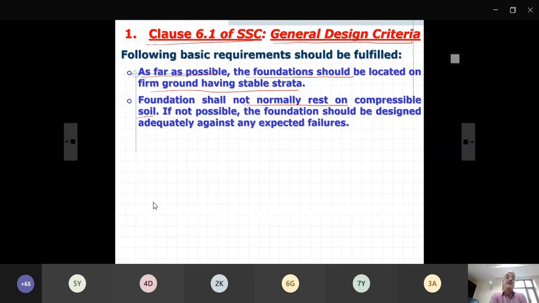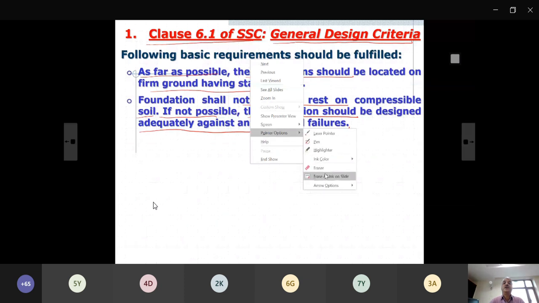If that is not possible, as I told you, it may not be possible, then you must design the foundation adequately against any expected failure. What does it mean? Not only bearing capacity, please take care of your settlements and differential settlements also. Be very careful about that if your foundation is resting on compressible strata.